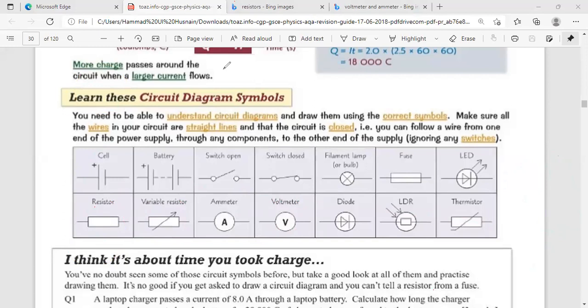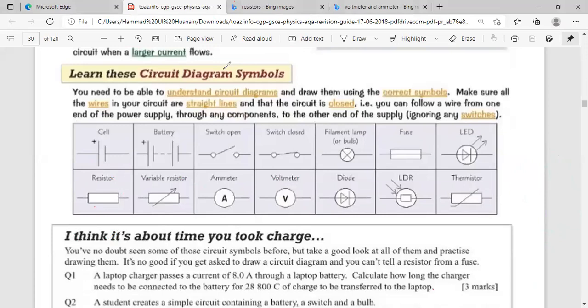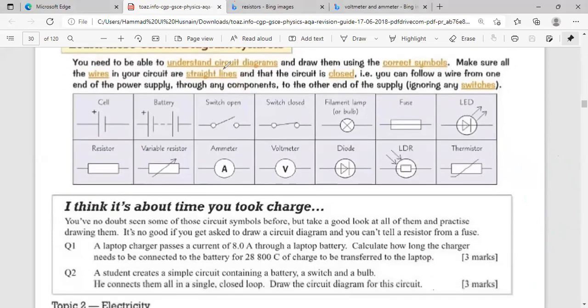Basically, a thermistor is a resistor which depends upon the temperature, like it changes with temperature, and LDR is a light-dependent resistor. The resistance of an LDR depends on light. If we have more intense light, like in the day, the resistance will be small, and if we have less light, like in the evening, the resistance will be large.